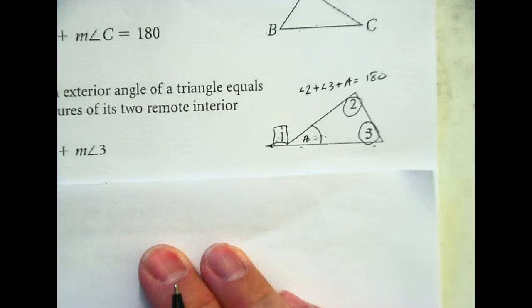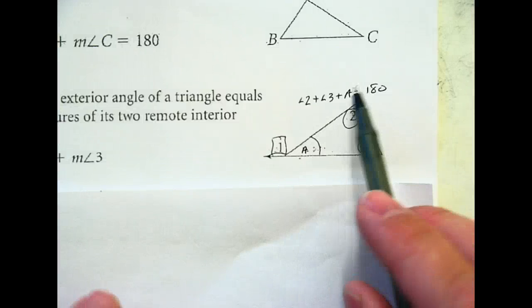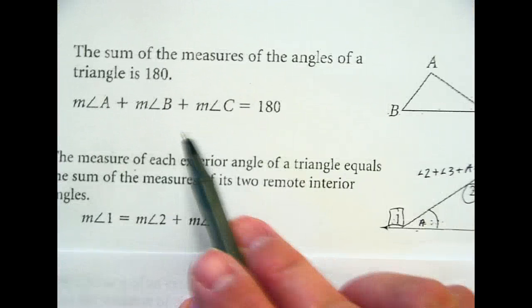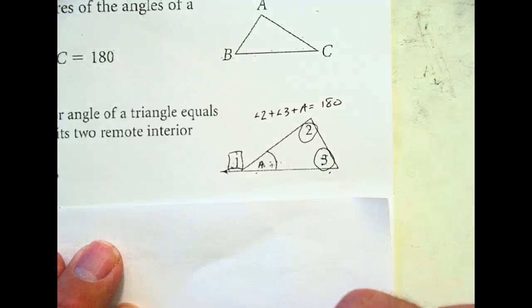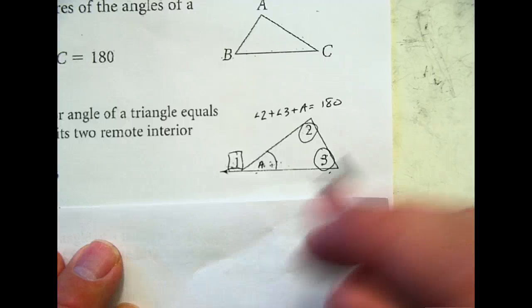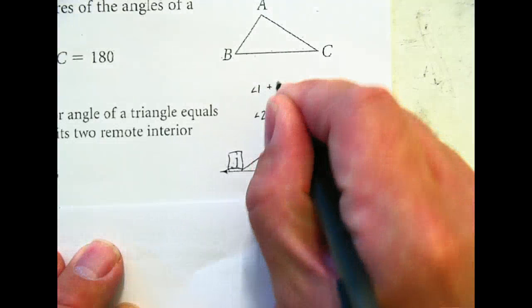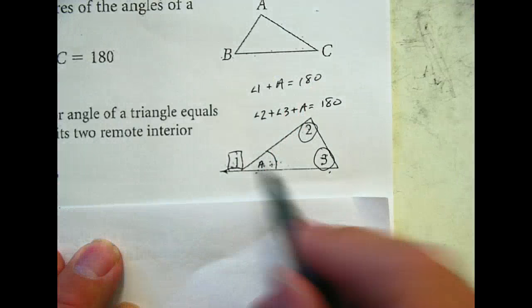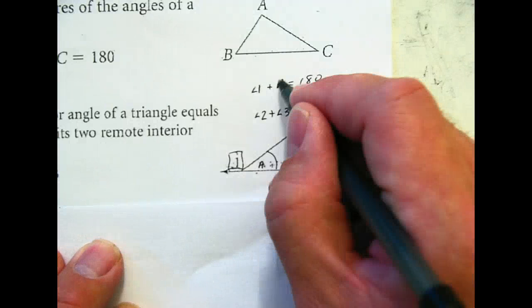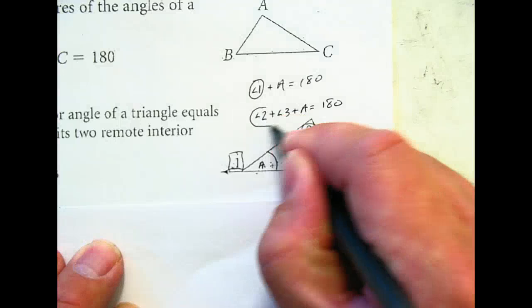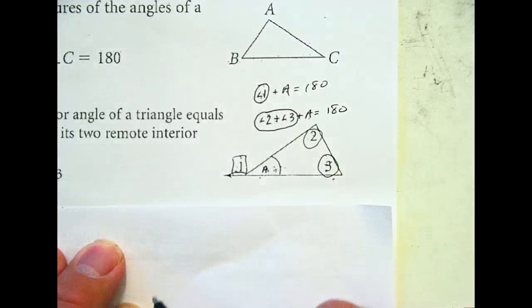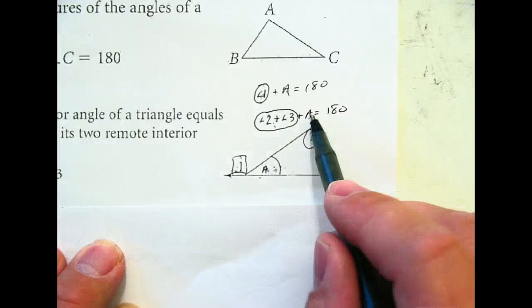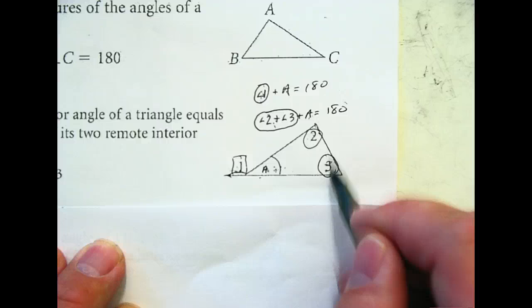Everyone follow me so far? Does everyone agree that 2 plus 3 plus A add up to 180? That's what the triangle angle sum theorem said. And we also know that 1 plus A have to add up to 180. Tell your neighbor why these two add up to 180. Okay, 1 plus A equals 180 because a straight line is 180 degrees. So if 2 plus 3 plus A add up to 180 and 1 plus A have to add up to 180, then by substitution 1 and those two have to be equal. We'll show that with a picture in a minute as well.